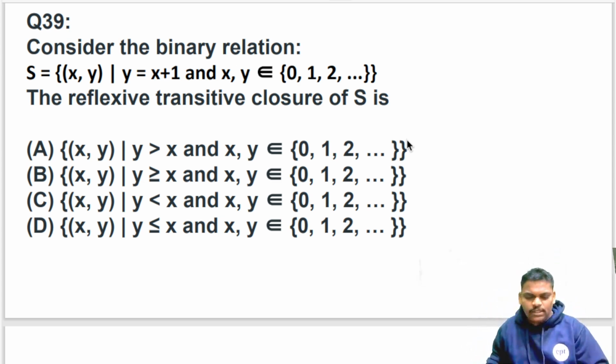Listen, C power 1 is C coming. C square is B coming. C cube is D coming. C power 4 is A coming. Means using powers of C, I am able to generate everyone. So C is a generator.